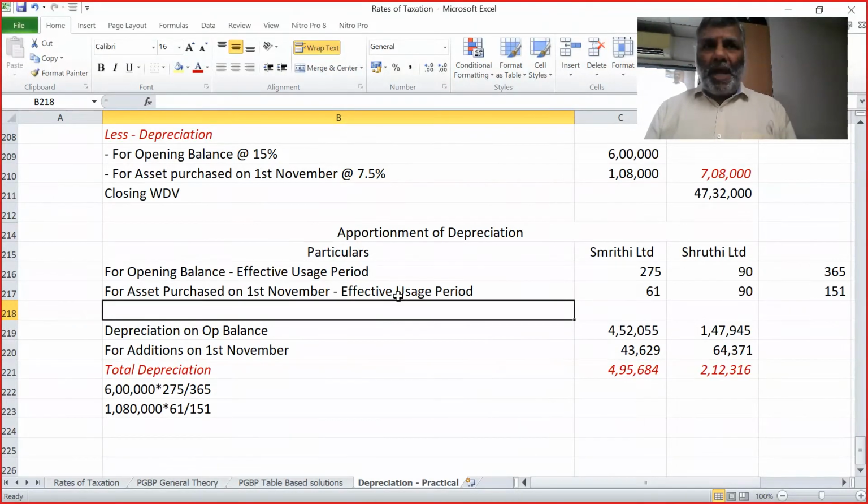31 January, 28 February, and 31 March, totally 90 days.